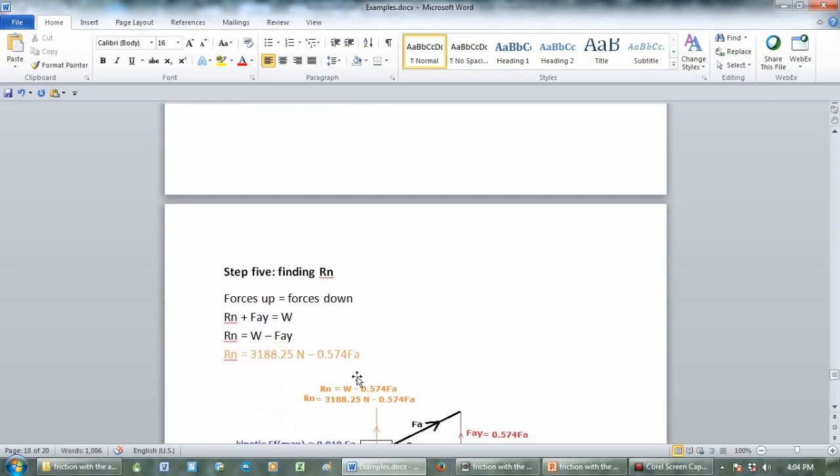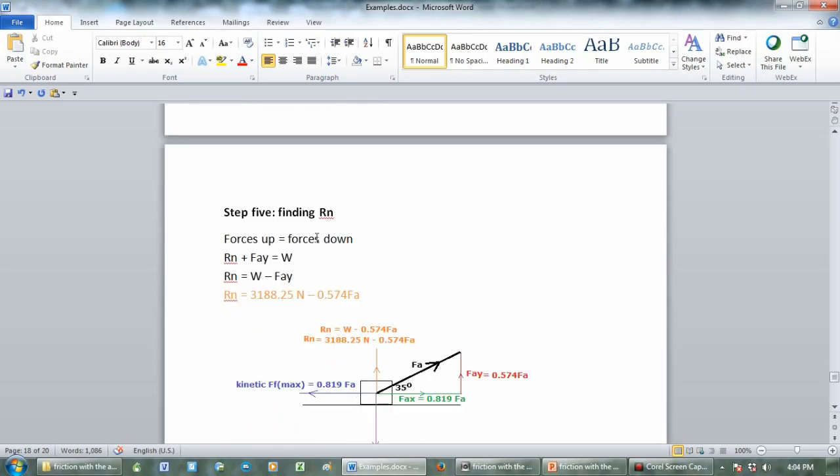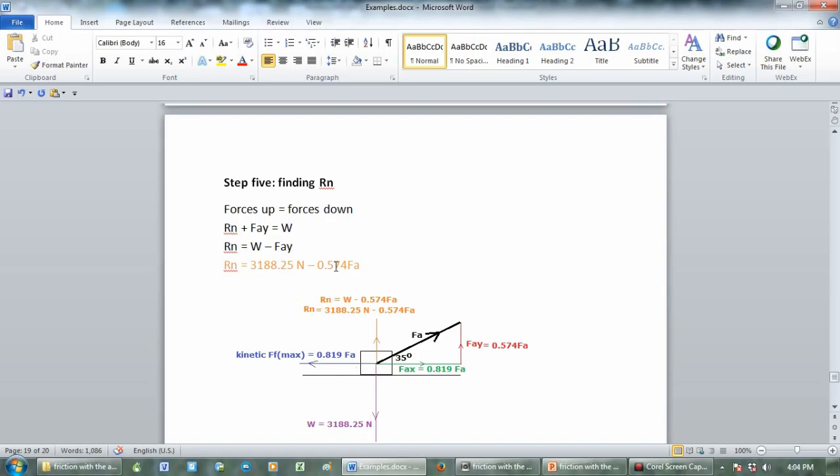Step 5, finding Rn. Forces up equal forces down. Rn plus FAY equals W. So Rn equals W minus FAY. So Rn equals the weight, 3188.25 newtons, minus the vertical component of the applied force, which is 0.574 FA.